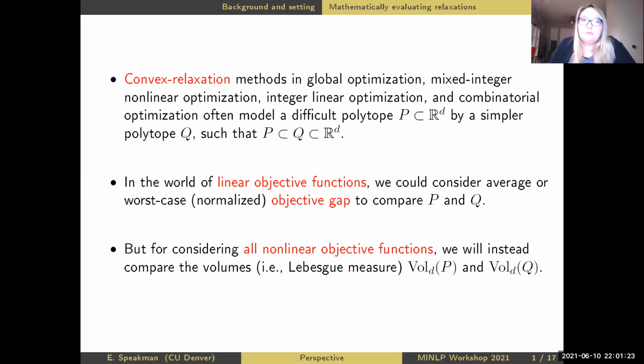So it might be that we want to compare Q and P. We want to compare alternative Qs, alternative relaxations. And in the world of linear objective functions, we might consider the average or the worst case objective gap and use this to compare P or Q. But for considering all nonlinear objective functions, we're instead going to compare the d-dimensional volumes of P and Q. This isn't the only way we could compare relaxations, but it is the way we're going to use today.